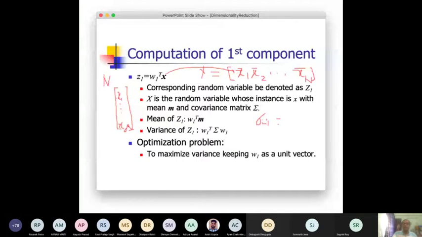So now the question is how do you express this sigma, this covariance matrix, using this particular representation. What should be the dimension of sigma, that means the covariance matrix? D cross D. The dimension of sigma should be D cross D.